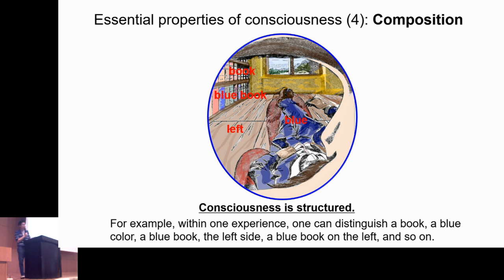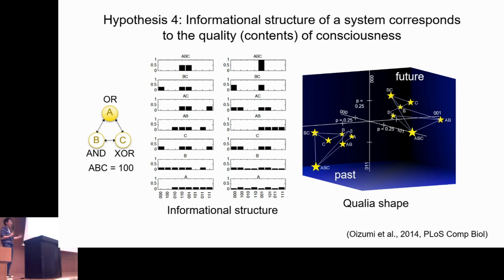So composition. Consciousness is structure, and to characterize the quality of consciousness, we need to look at many aspects of our single experience, like blue and red and blue book. So we need to look into the parts of the experience. To quantify this, we characterize the causal relationships inside the system in a bottom-up manner. I don't have time to explain all the details, so please refer to this paper if you are interested.